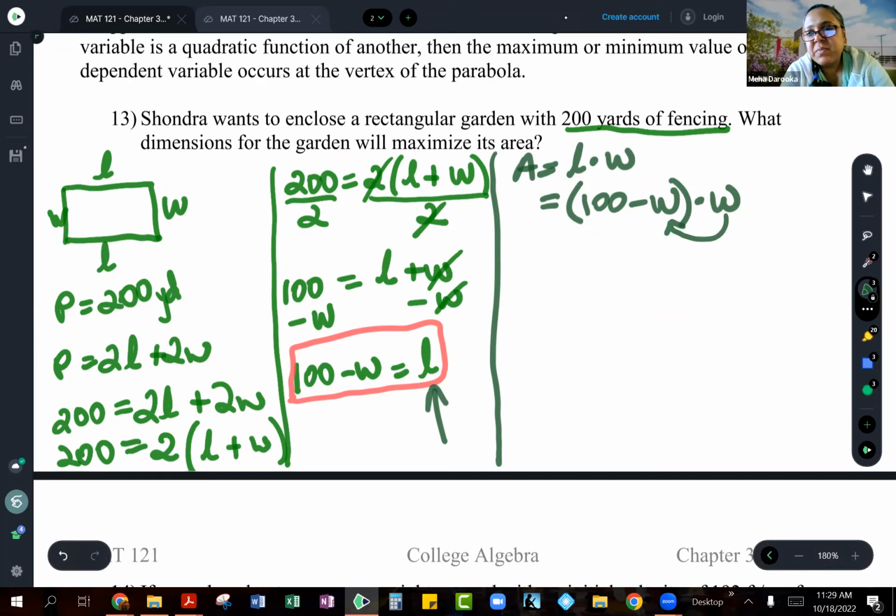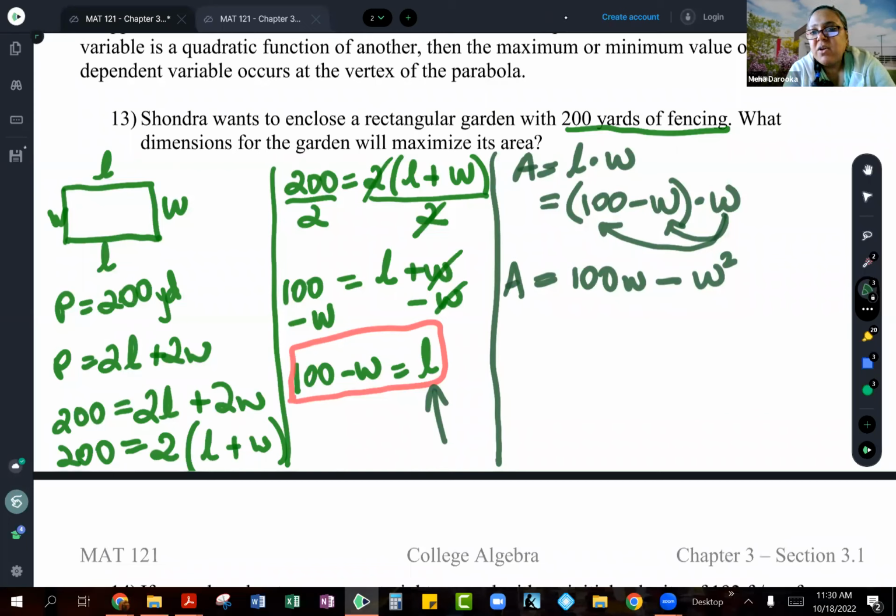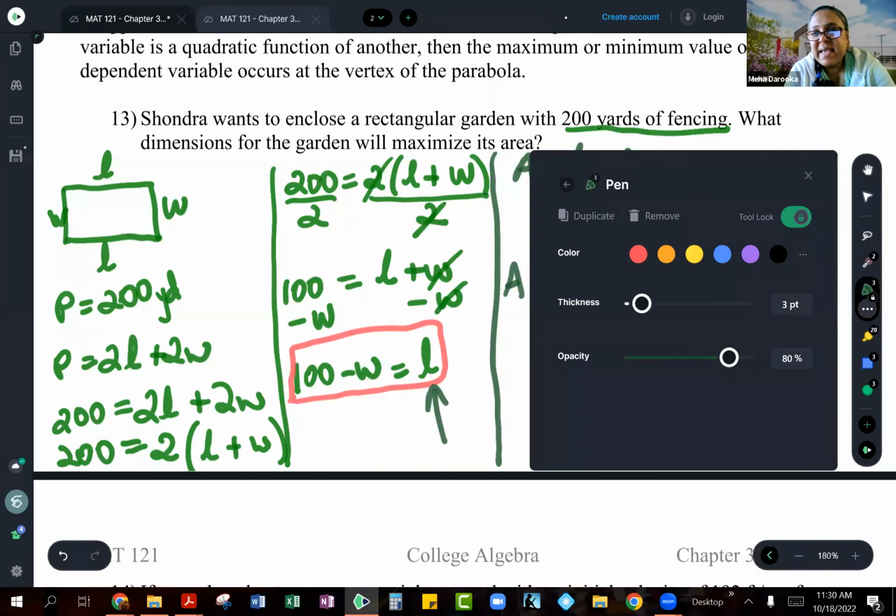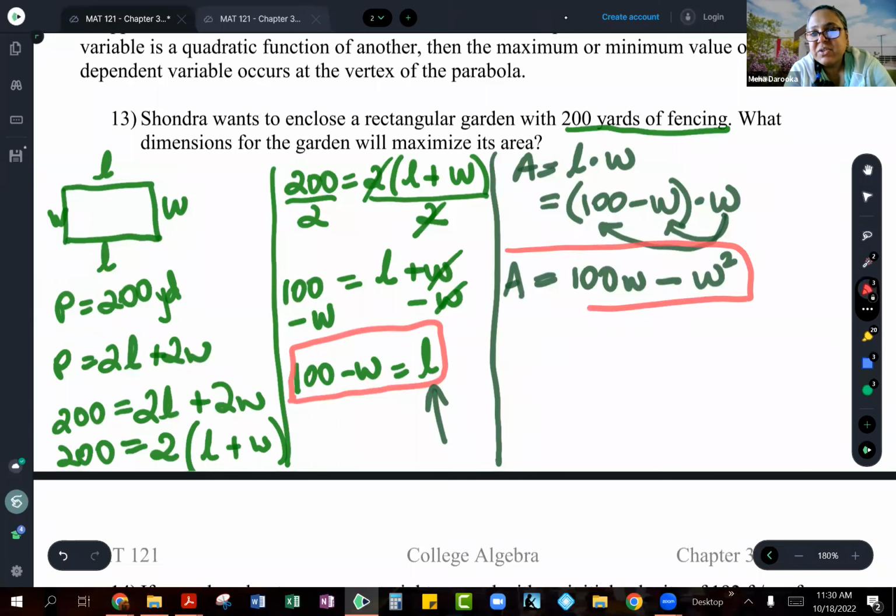So go ahead and distribute this inside the parentheses. And you will see this will come out to be 100 times W. And then minus W times W will, of course, give us W squared. And this, of course, is your general area. So this is where your quadratic equation is coming from, because now you will see this equation has a second degree exponent, and that gives us our quadratic equation. So this is now our quadratic equation over here.